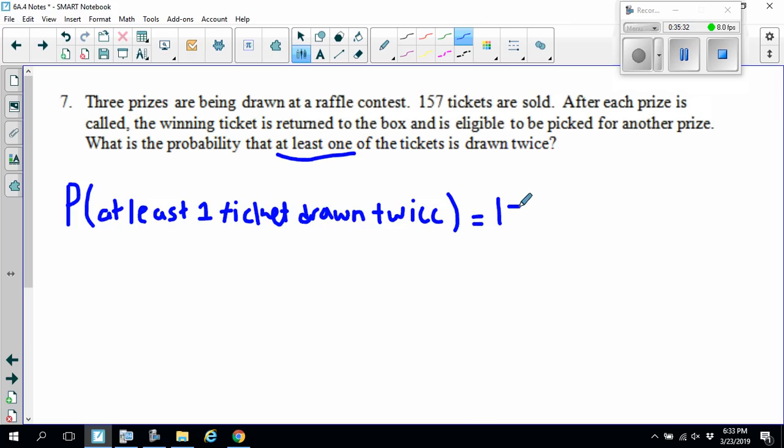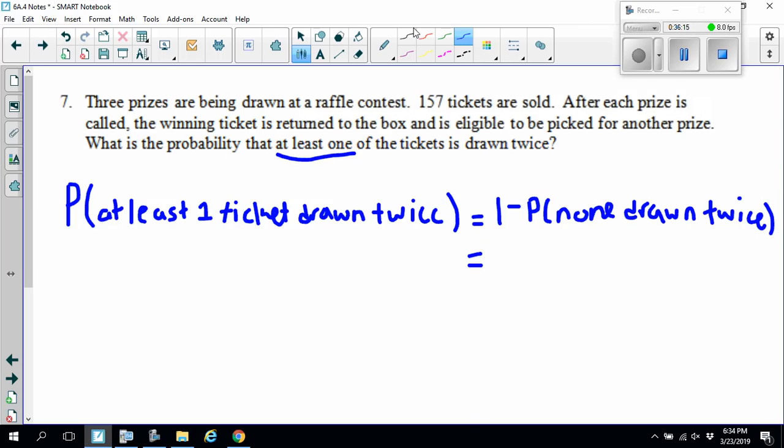Now remember, at least 1, if we go the opposite, really all we have is, what if none of the tickets are drawn twice? What if each ticket was just drawn basically once? So a prize was given to 3 different people. So we're going to find the probability that no tickets were drawn twice. Ooh, it takes me so long to write that.